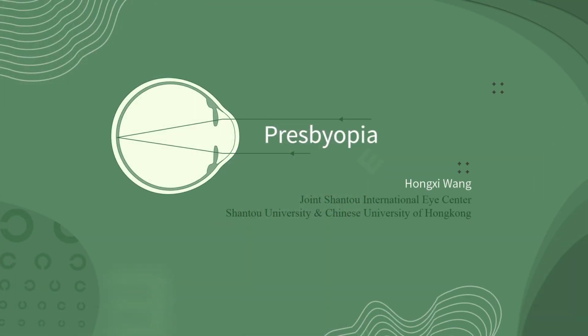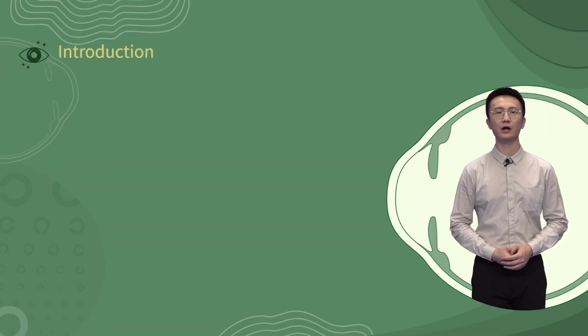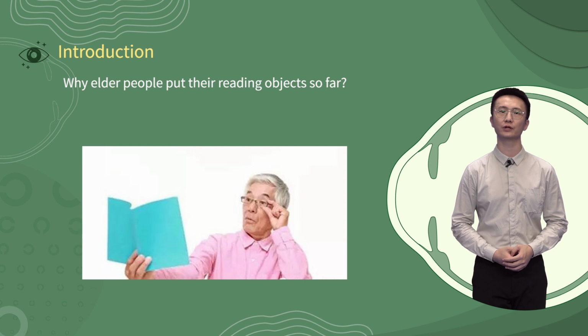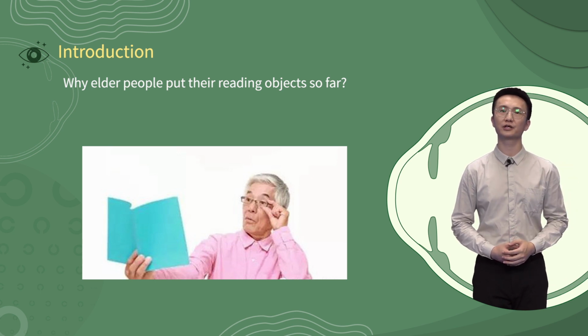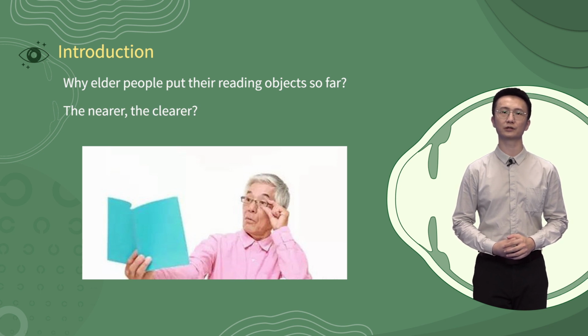I'm Dr. Wang. Today I'm going to share with you something about presbyopia. Have you ever noticed how your grandparents read a newspaper? I guess you are so confused why they always put the newspaper at a far distance unless they get used to wearing a pair of reading glasses. We always take it for granted that people see clearly when they keep the objects closer. However, for elder people, these rules might not hold. Sometimes they just complain about blurred vision at near, even if the distance vision is normal.